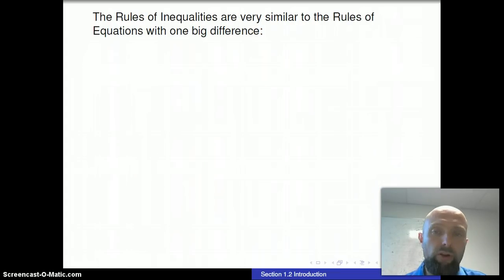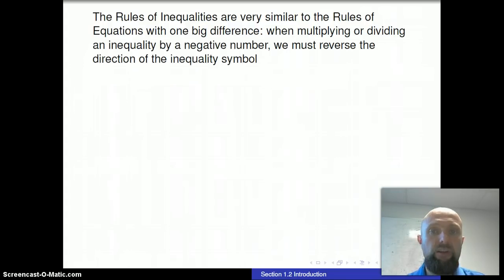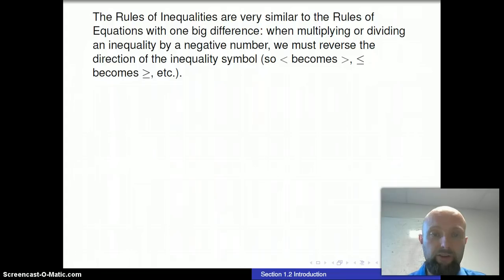The rules of inequalities are very similar to the rules of equations, with one big difference. When multiplying or dividing an inequality by a negative number, we must reverse the direction of the inequality symbol. So less than becomes greater than, less than or equal becomes greater than or equal, etc.